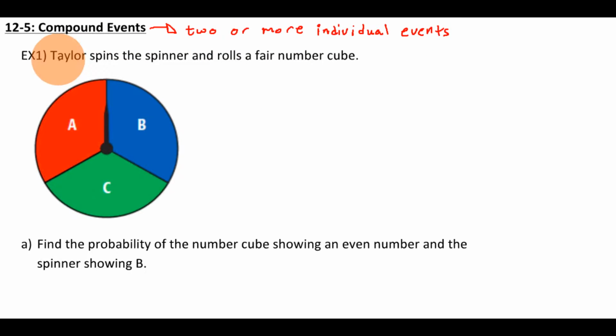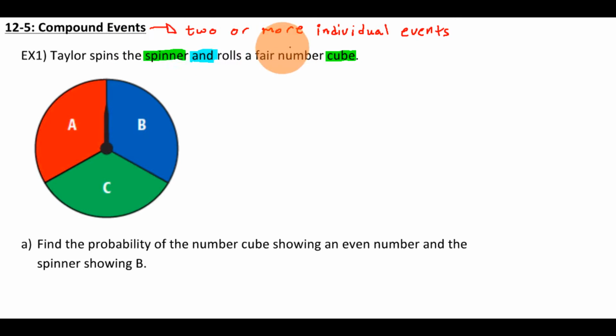Okay, so let's read through this first example here. It says, Taylor spins the spinner and rolls a fair number cube. The things that I want to highlight in here are the word spinner, also rolls a fair number cube. So let's go highlight the word number cube, and I'm just going to actually highlight the word cube. And there's one more key word. It actually connects these two different things happening. It's the word and. This is what creates our compound events. So we're connecting this single event, the spinning of the spinner, and the rolling of the fair number cube.